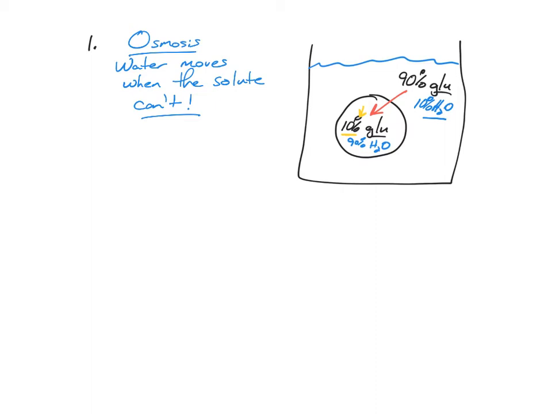So when we're talking about osmosis, will osmosis happen? No, because equilibrium will be reached by the solutes moving across the membrane. Glucose will move until you've got about 50-50 on each side. That's it. So osmosis only happens when diffusion can't? That's right.